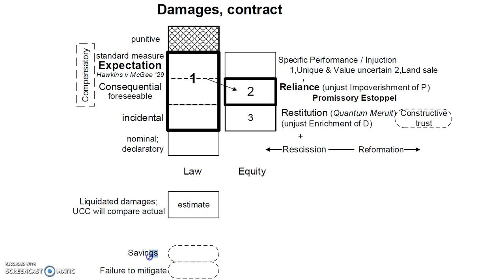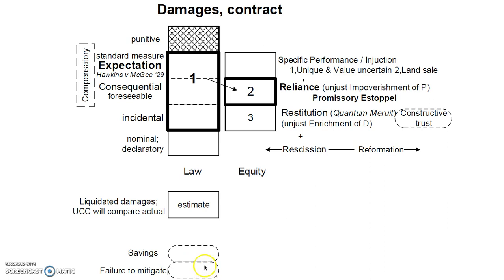So if savings were obtained, that will negate either part or all of the damages at law. Also, of course, the plaintiff has the duty to mitigate, and so failure to mitigate will also result in similar consequences, in that failure to mitigate will lessen the amount of damages recoverable.